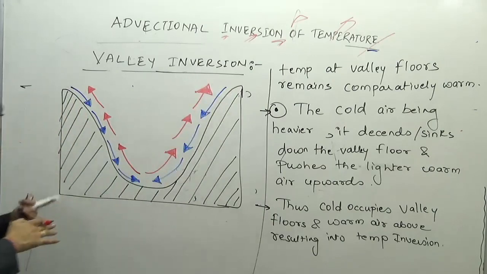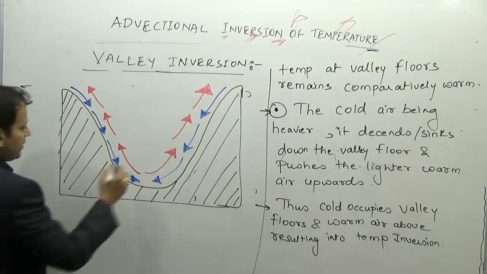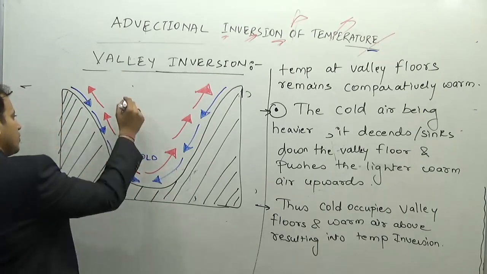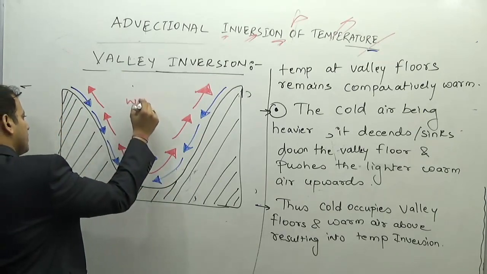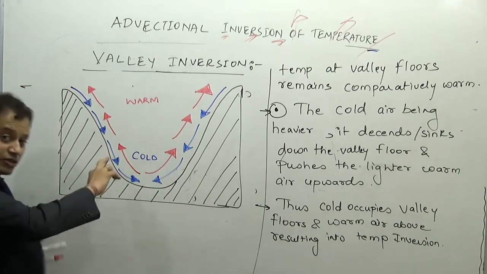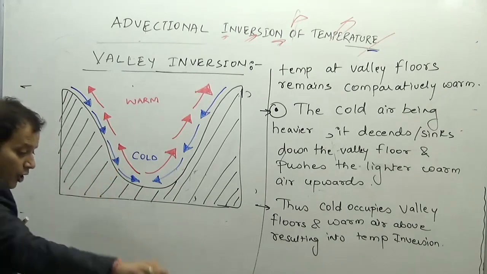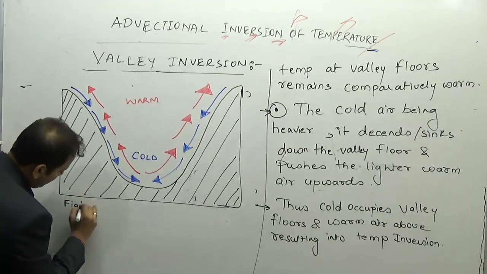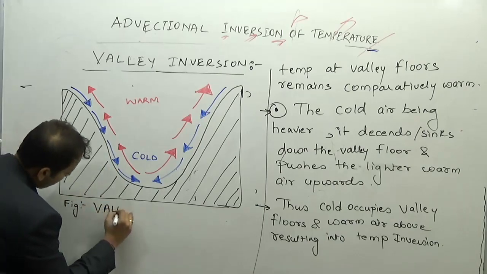So it results in cold here and it results in warm here, resulting in temperature inversion. Now, you see, in the examination, because you are drawing two types of arrows, always label the figure in the examination. It is the figure about valley inversion.